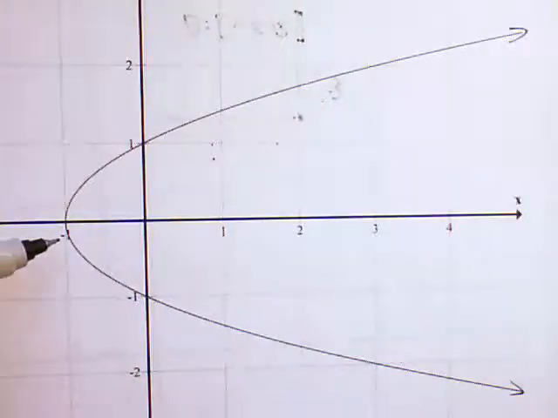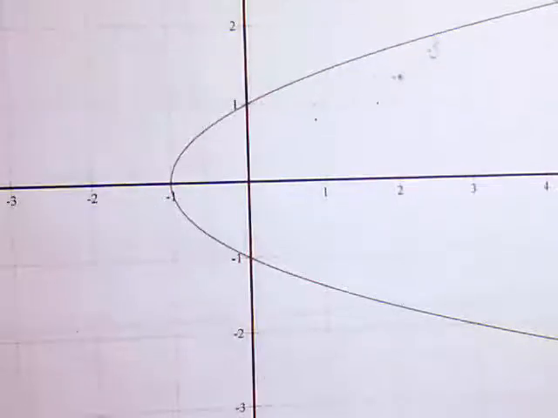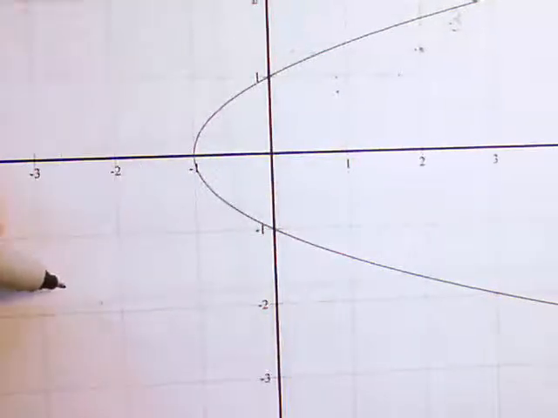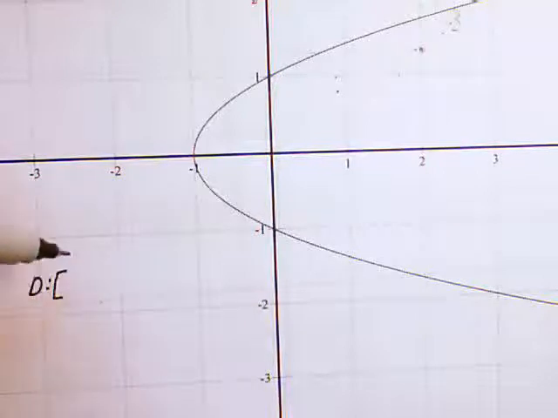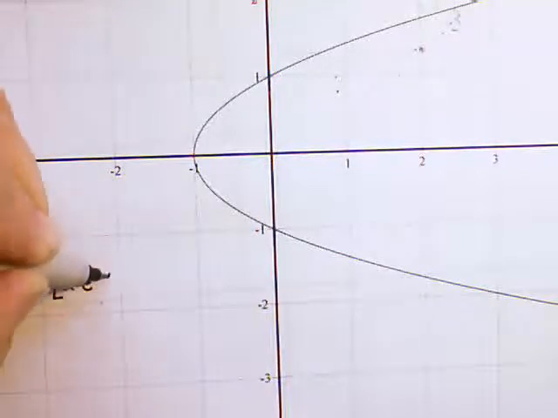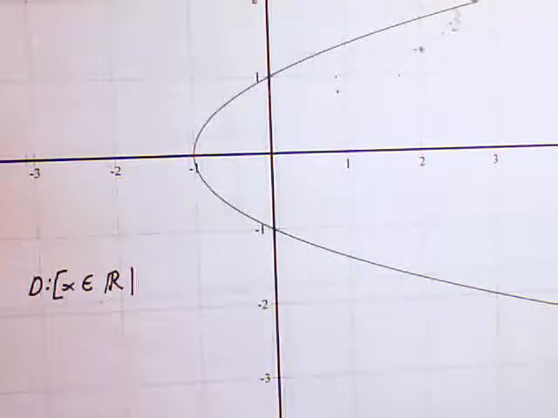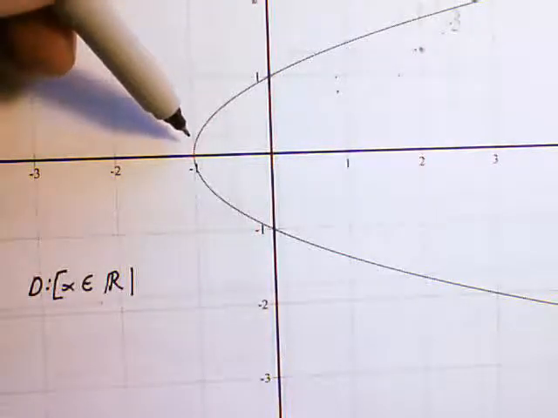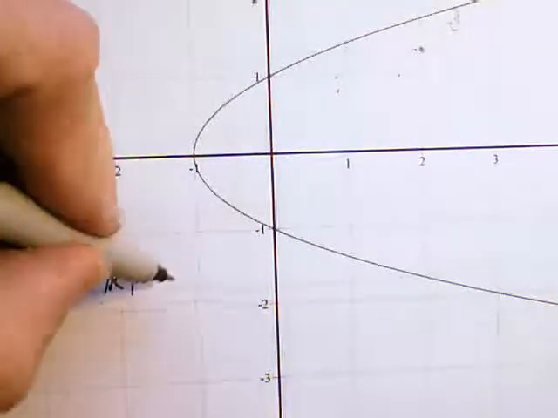However, I cannot go any farther to the left on this graph than -1. So my restriction is that my x values can't be anything less than -1. So I will write my domain is x is an element of the reals such that x is greater than or equal to -1.